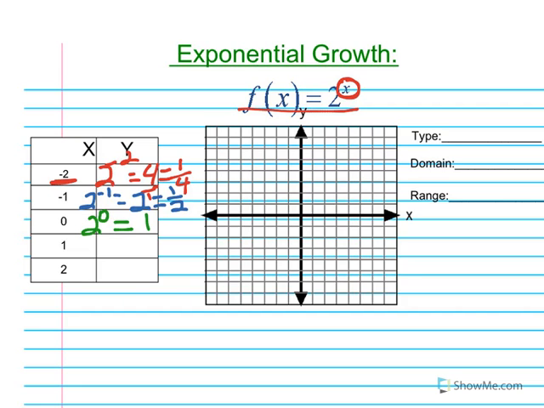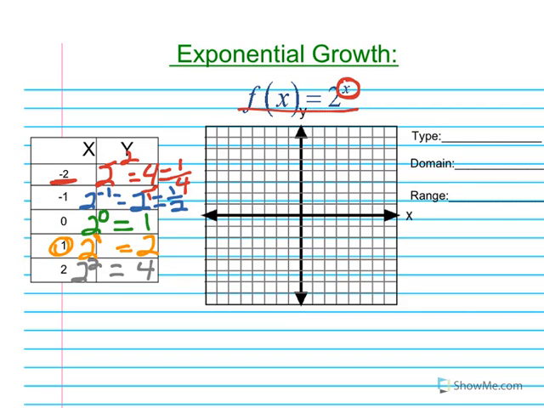And then let's move now to a positive exponent. 2 to the first power. Remember, we're subbing this in for our exponent right here. 2 to the first power is just 2. And then our final one is to the second power. 2 to the second power is 4.